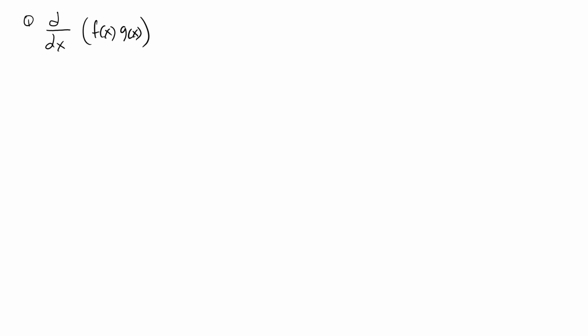And then after that, we can just substitute u in for f of x and v in for g of x. So anyway, back to recalling the product rule here. The derivative with respect to x of f of x times g of x will be f of x times g prime of x plus g of x times f prime of x.